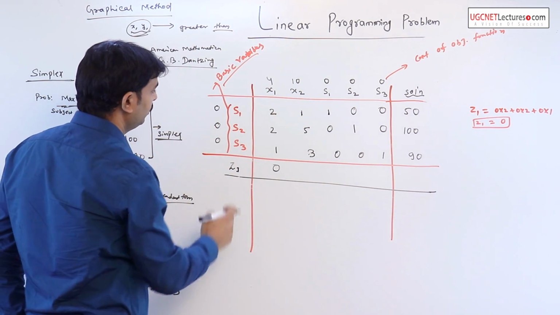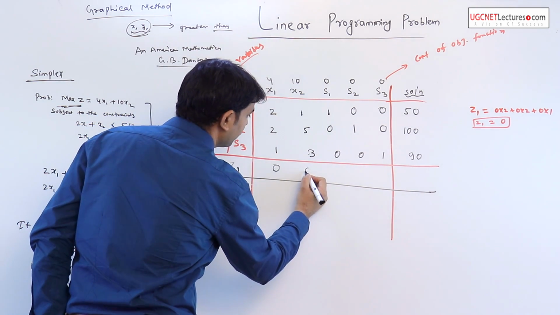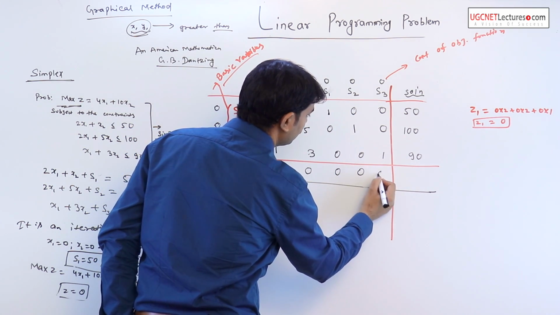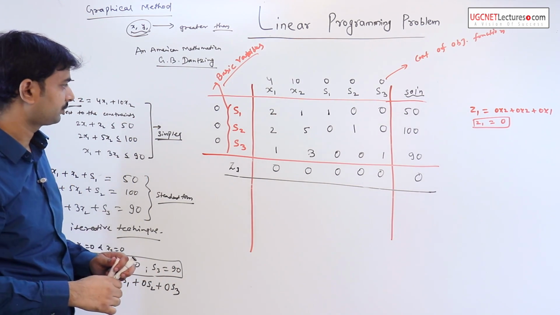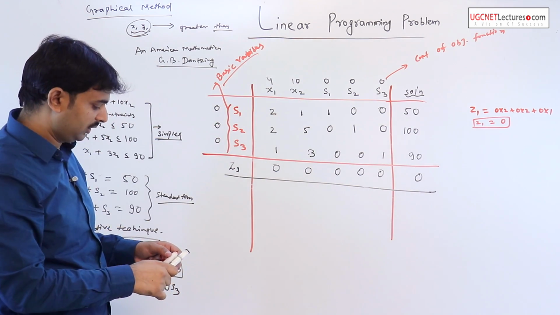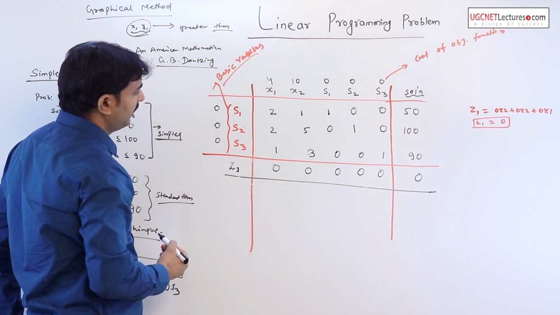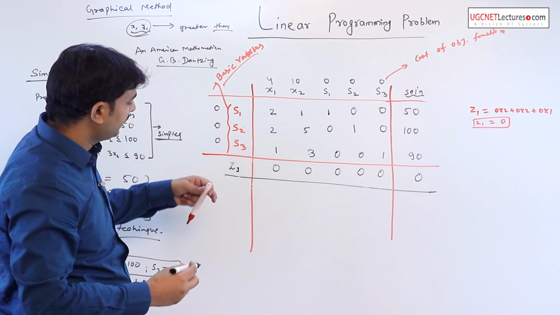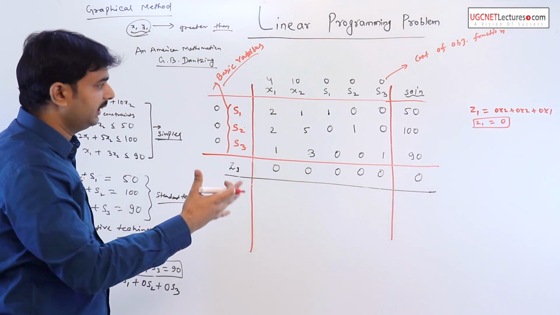Similarly, for x2, 0 into 1 plus 0 into 5 plus 0 into 3, this gives 0. Similarly, so if you look carefully, the basic variables are in the left hand side. That means we have an identity matrix in that table.